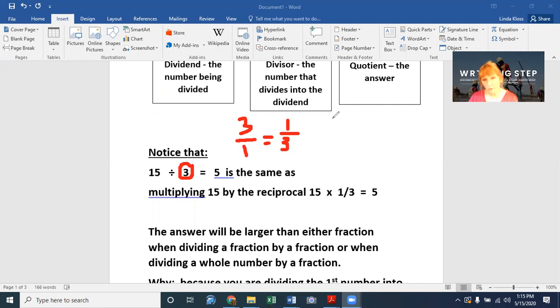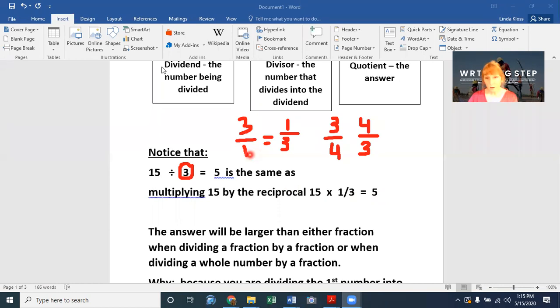So for instance, if you had the number 3/4, the reciprocal of 3/4 would be 4 on top and 3 on the bottom, so 4/3. The reciprocal will be important in today's packet. So for instance, down here, as I was explaining, multiplying 15 by the reciprocal is the same as dividing 15 by 3. So 15 times 1/3, in our case here, 1/3 is the reciprocal of 3, right? Now 15 times 1/3 will also give you 5. So that's how we're going to be working our division problems today.